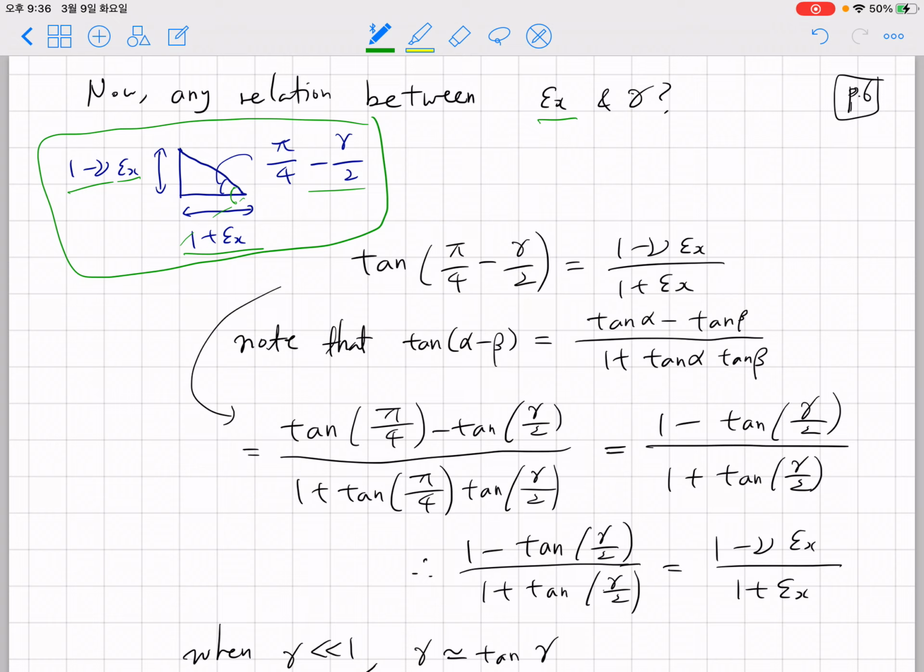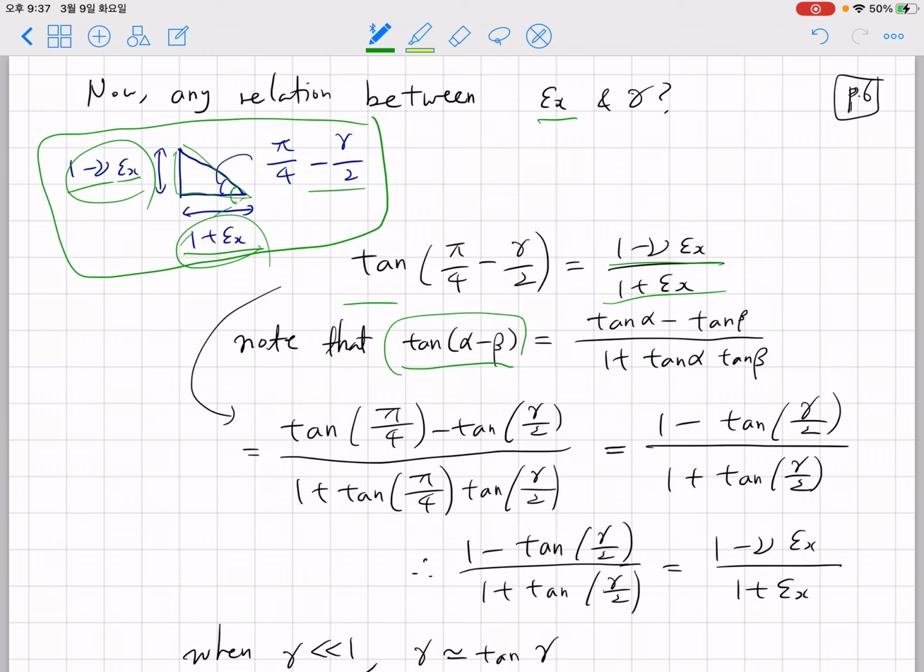Okay, now out of this triangle we can define tangent of pi over 4 minus gamma over 2 using the ratio between this length and that length: 1 minus nu epsilon x, divided by 1 plus epsilon x. Now it's time to use a trigonometry equation. Until now I cannot memorize the trigonometric relationship. Maybe you can Google it. I always Google trigonometric relationships.